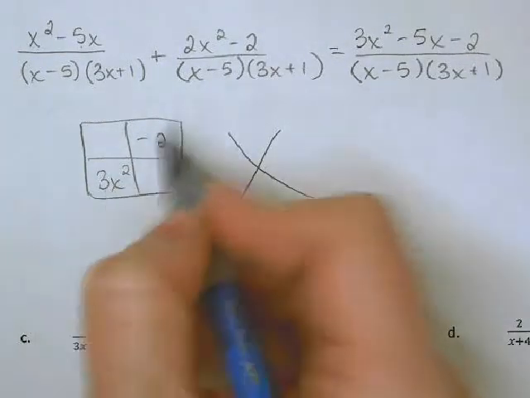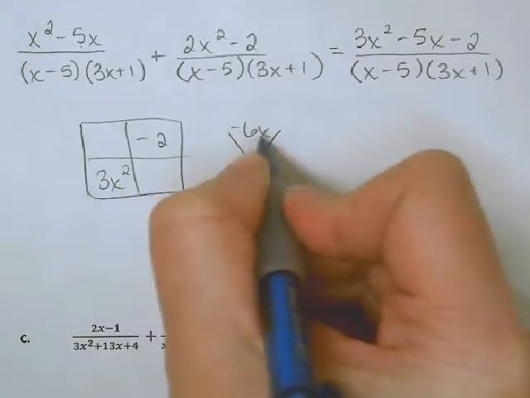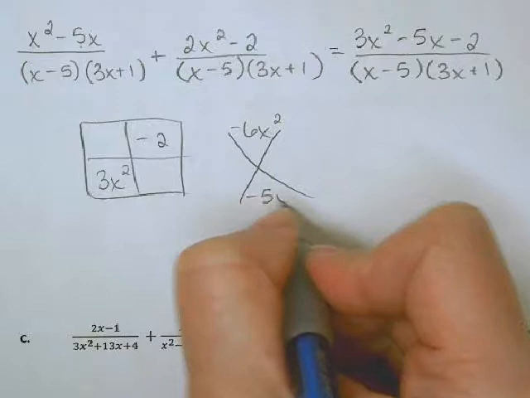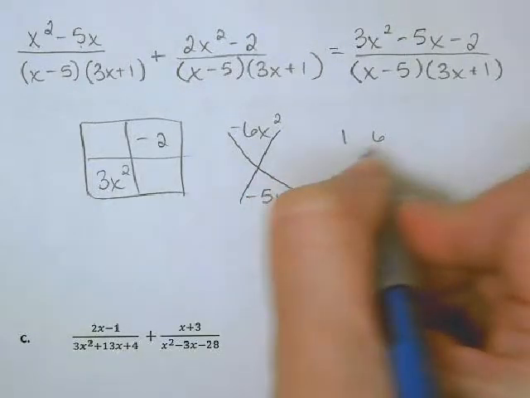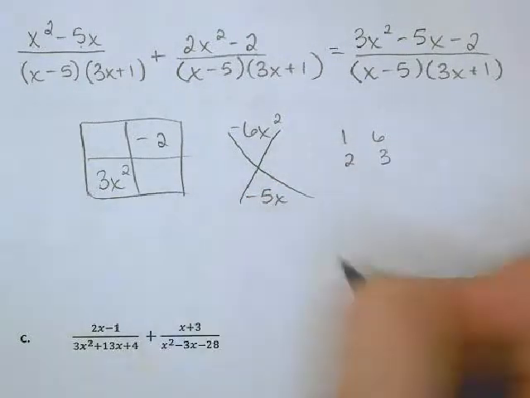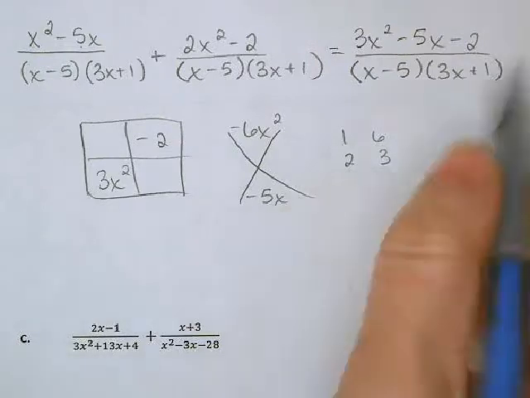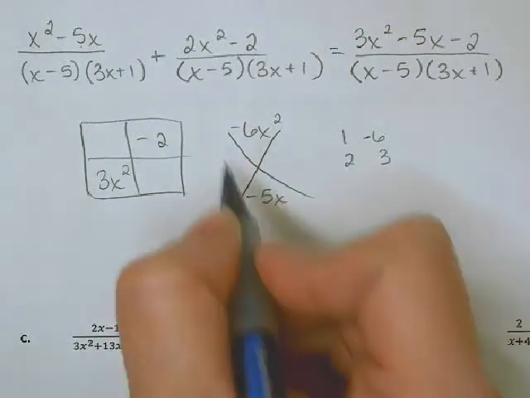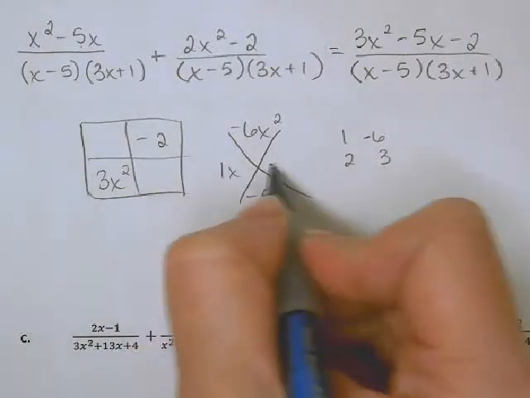So first and last terms, multiply those to get negative 6x squared. They need to add up to be negative 5x. My only factors of 6 are 1 and 6 and 2 and 3. One of them has to be negative, so it can't be the 2 and the 3. It's going to be the 1 and negative 6 to add up to negative 5. So 1x and negative 6x.